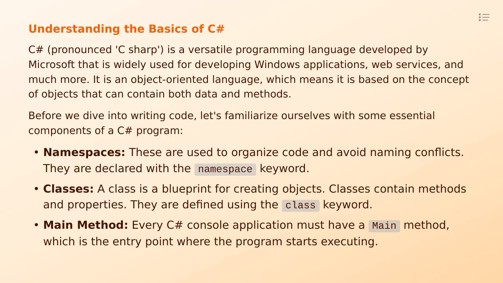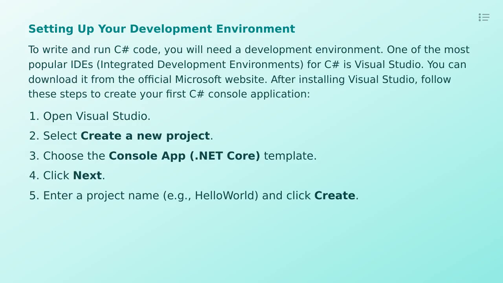First, namespaces. These are used to organize code and avoid naming conflicts. They're declared with the namespace keyword. Also, classes. A class is a blueprint for creating objects. Classes contain methods and properties. They're defined using the class keyword. Finally, the main method. Every C# console application must have a main method, which is the entry point where the program starts executing. Now, setting up your development environment.